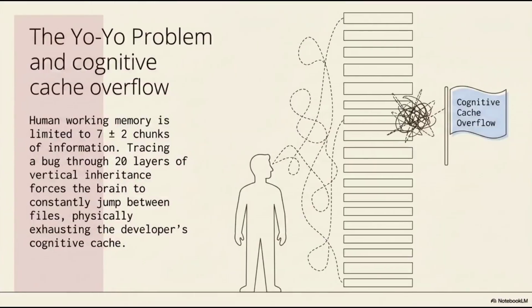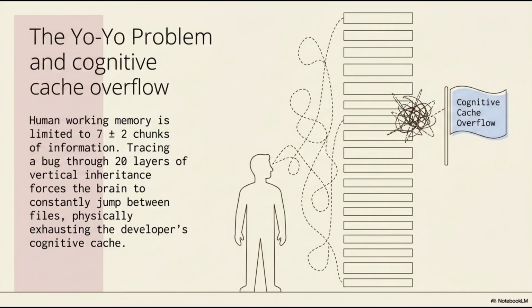The yo-yo problem describes a common challenge in software development, particularly when dealing with deeply nested code structures. Our human working memory is quite limited, generally holding only about 7 ± 2 chunks of information at any given time. Imagine trying to trace a bug through 20 layers of vertical inheritance.